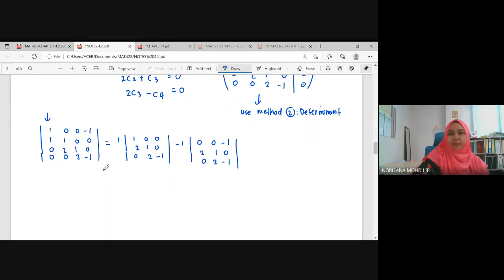Okay. So, kena cari determinant untuk step 1 ni lah. Okay, kita ambil first row ni. So, ni 1 kan. 1. Okay, tutup first row and first column. So 1, 0, 2, negative 1.